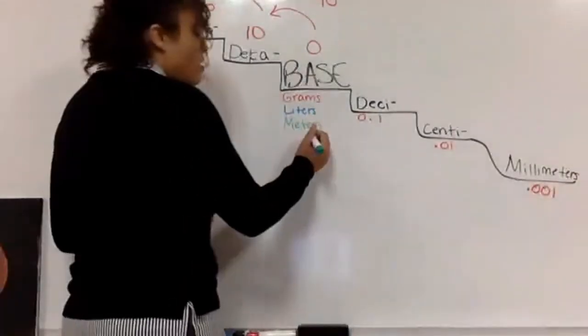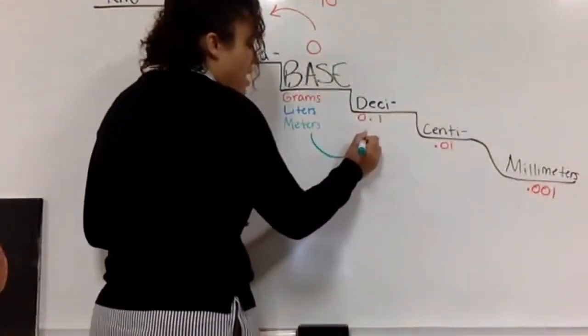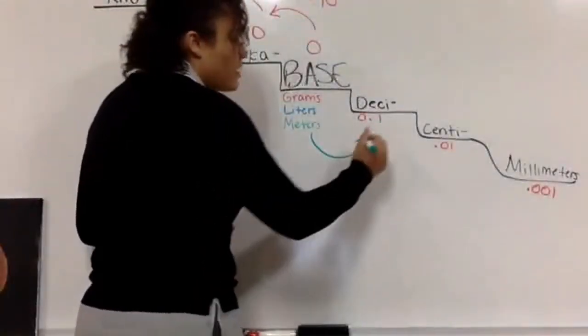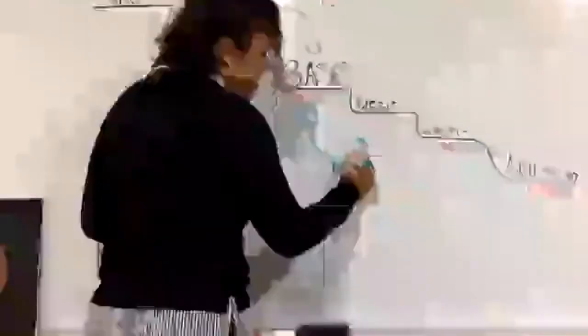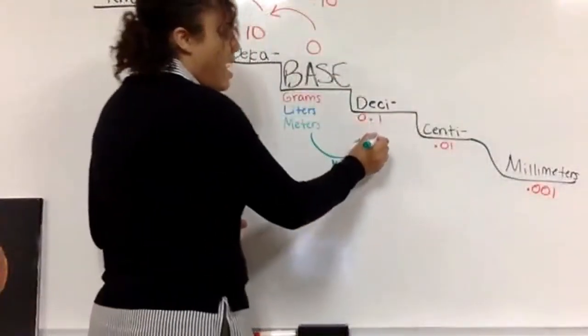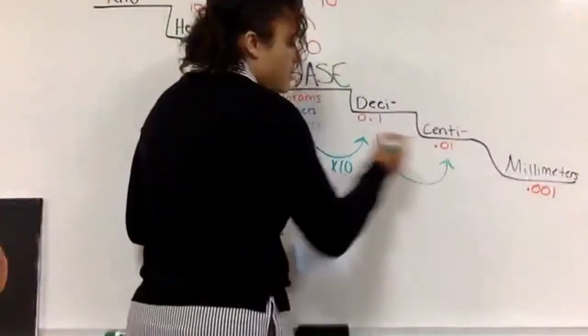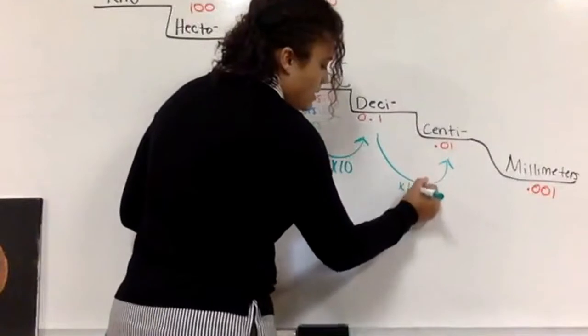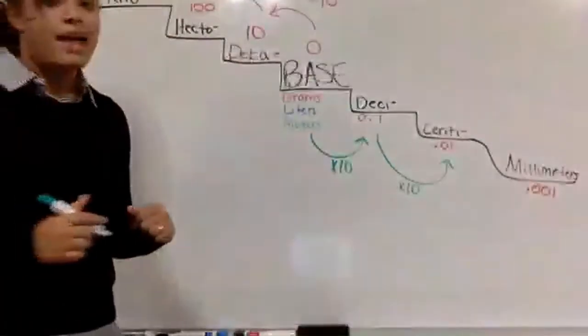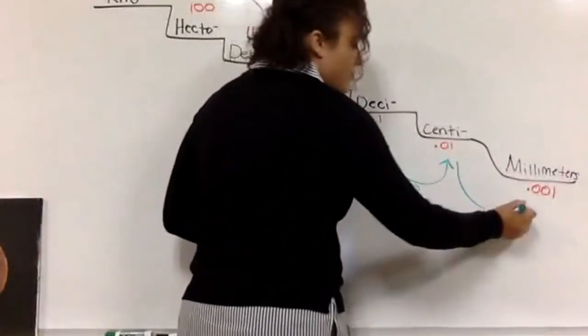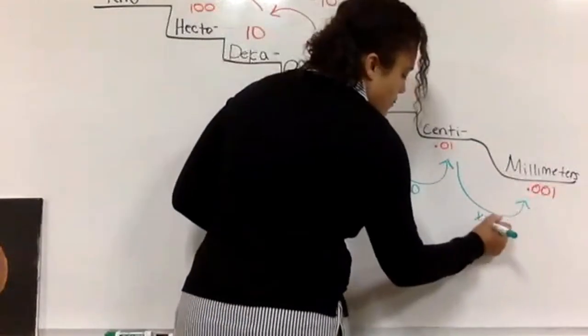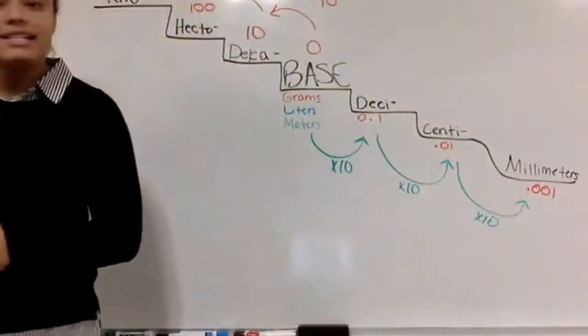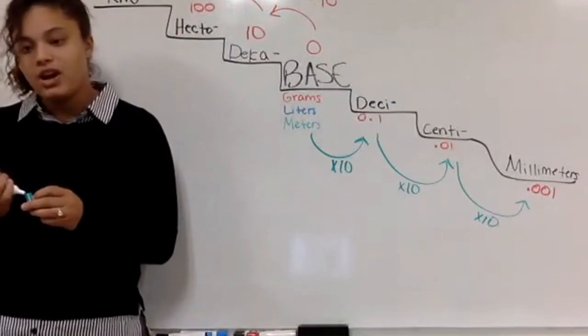Okay. As we move down the scale, we are going to multiply by 10. So if I have 1 gram, I should have 10 decigrams. If I have 1 decigram, I should have 10 centigrams. So we're always multiplying by 10. And that is your conversion chart.